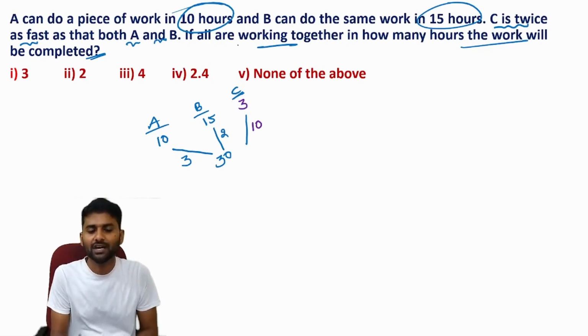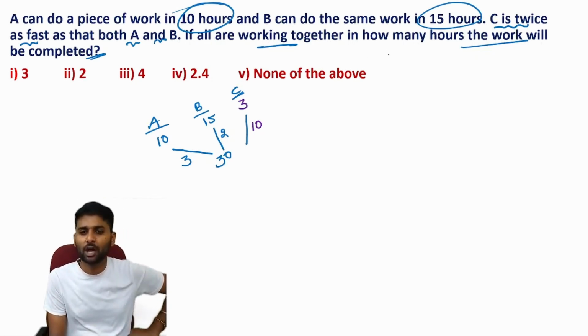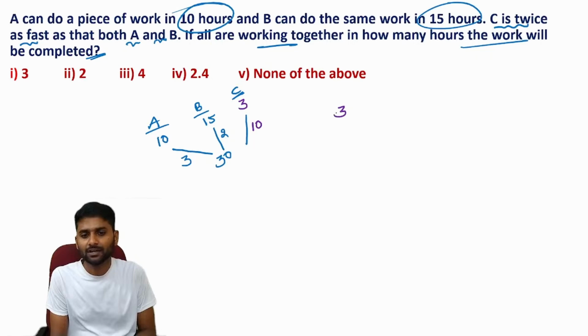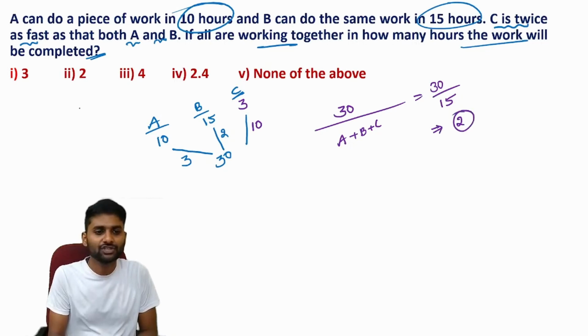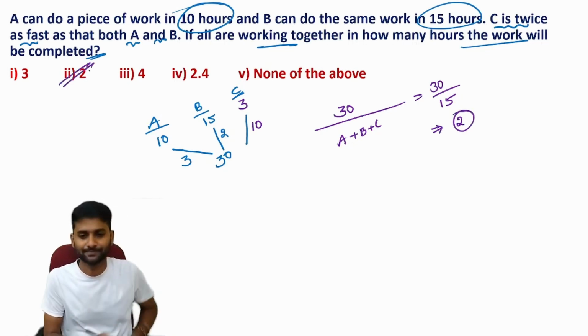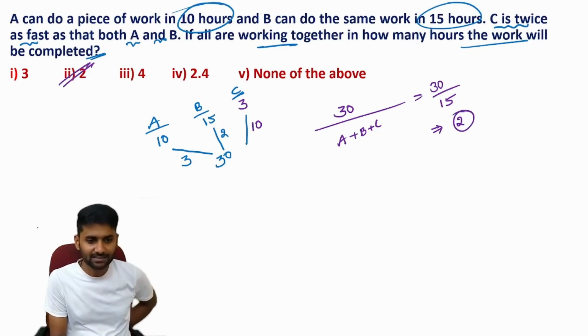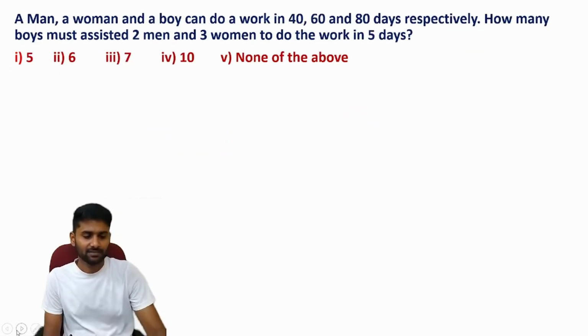Now the question here: if all are working together, in how many days will the work be completed? The total work is 30 units. Now we are assigning all people together, A, B, C together. If A, B, C work together, they will complete 15 units. For 30 units, it takes exactly 2 days. Is it clear? Try this question.